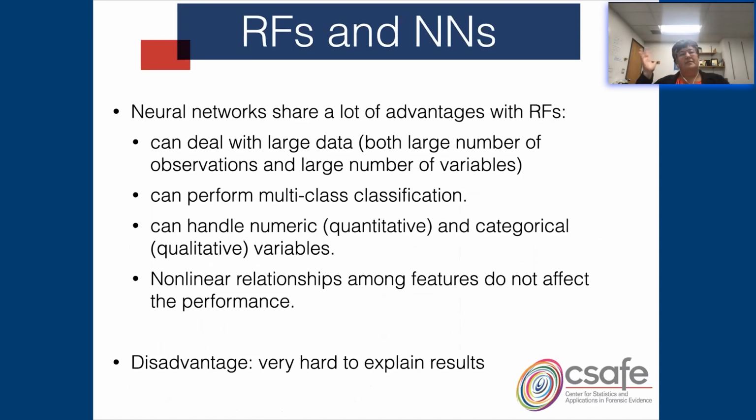So which one should we use, random forest or a neural network? The two share a lot of advantages and a lot of disadvantages. Neural networks can deal with the same kind of data as random forests, so large amounts of data, multi-class classification, qualitative and quantitative variables. Non-linearity is not an issue for either one. They also share a disadvantage.